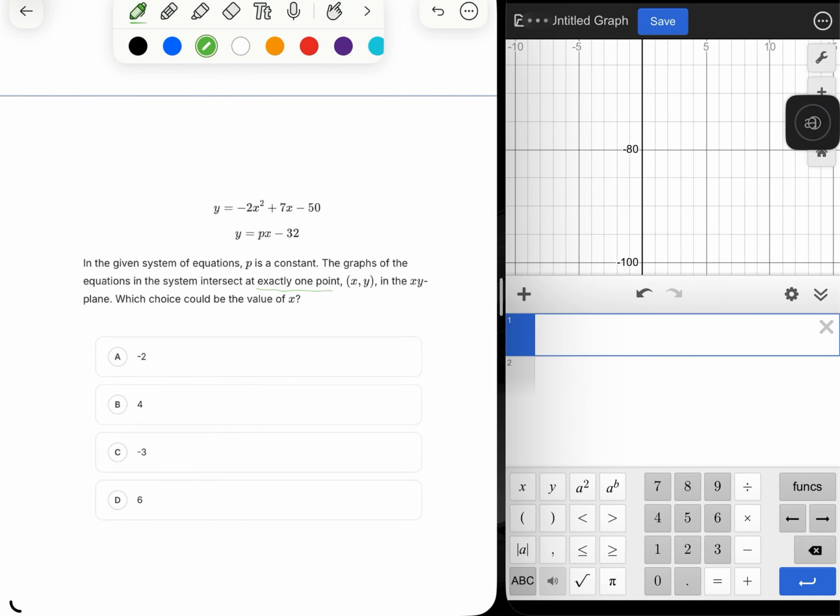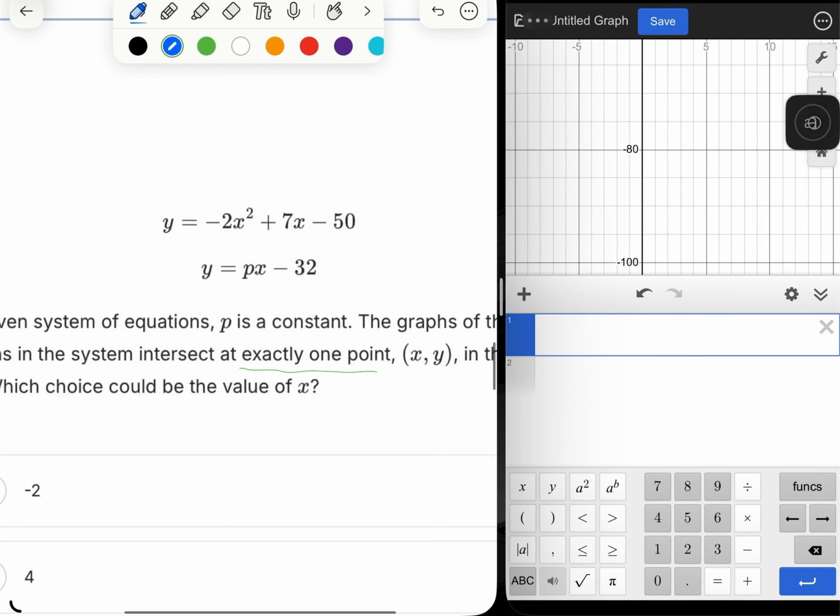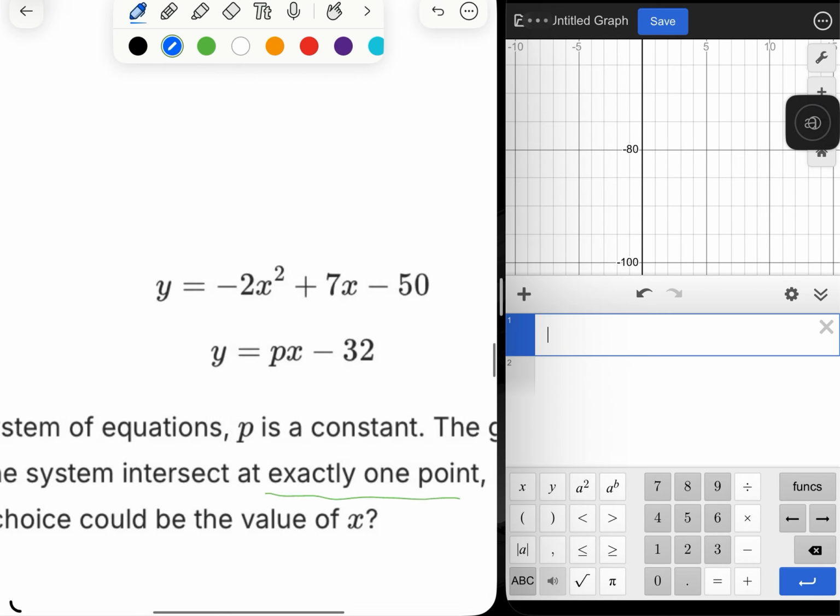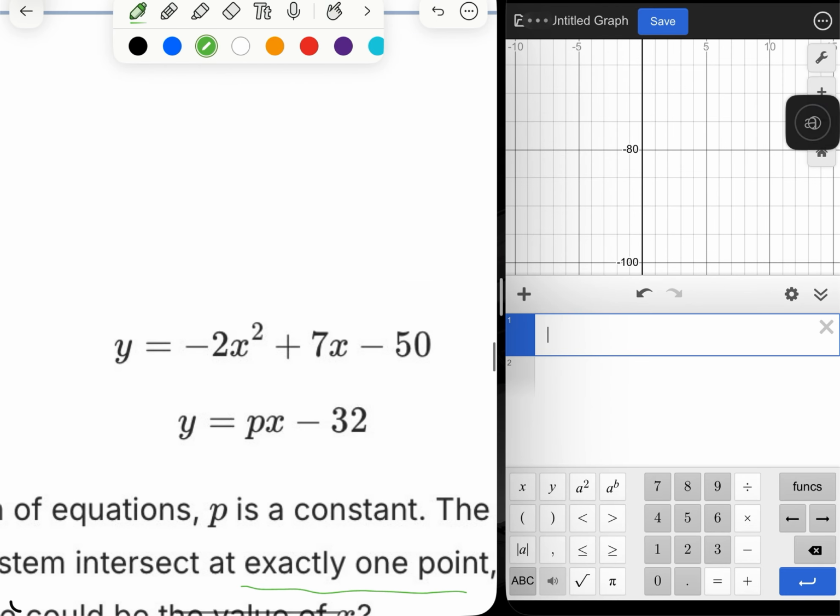The first way, you can actually solve for p. What do I mean by that? Well, you know there's only one point in the system, so set these equal to each other. And you can do that because both of them have that y equals. So when you get that, move everything to one side.